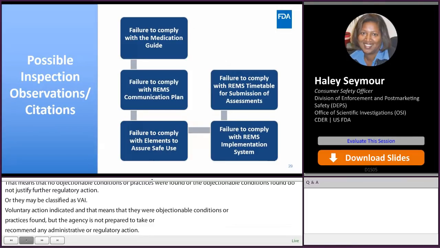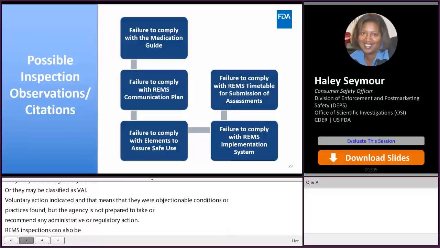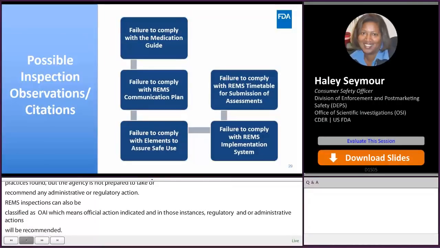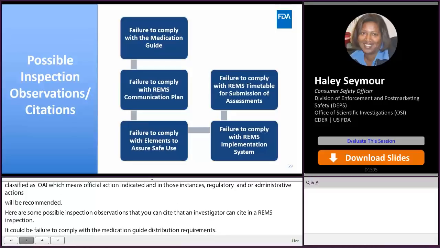Here are some possible inspection observations that an investigator can cite in a REMS inspection. It could be failure to comply with the medication guide distribution requirements, failure to comply with the REMS communication plan, failure to comply with elements to assure safe use requirements, failure to comply with the implementation plan, and failure to comply with the timetable for submission of assessments.